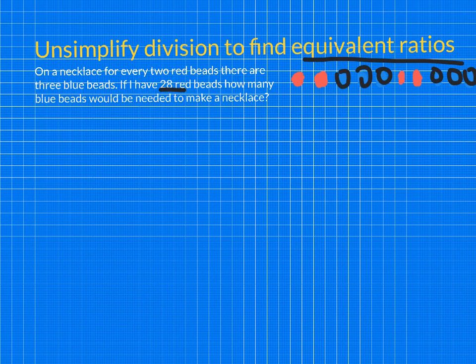So now rather than having 2 red beads, I'm going to have 28 of them. So what we need to write down is the ratio of the red beads to the blue beads. And that can be written down as that for every 2 red, there are 3 blue. Now we're looking at a situation where there are 28 red. So we've got 28 red.